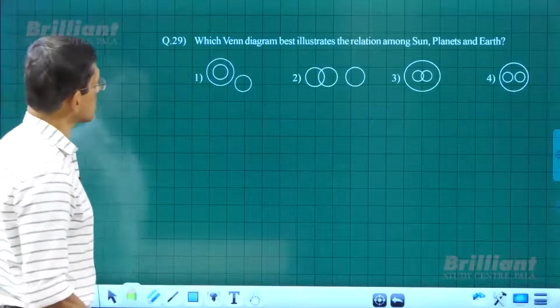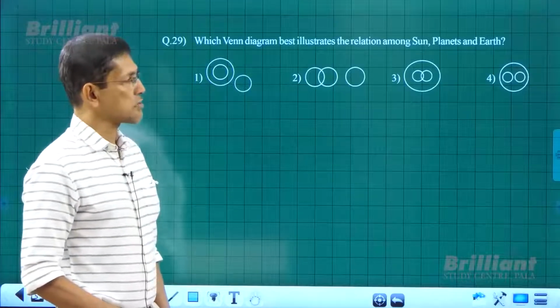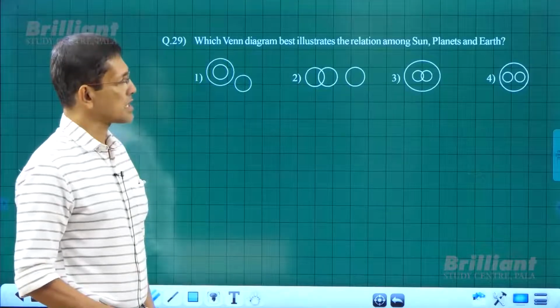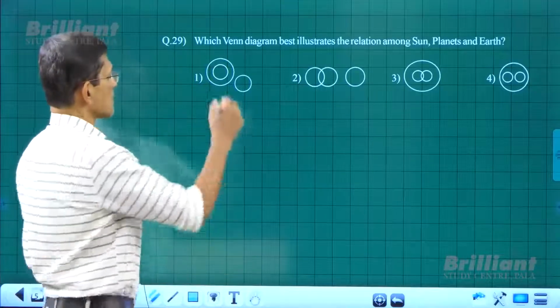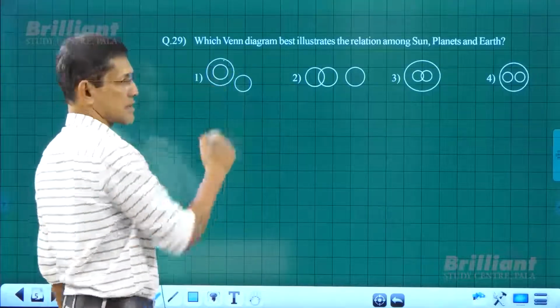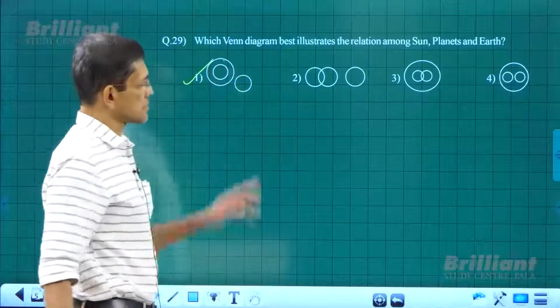Second one. Which of the diagrams best illustrates the relation among sun, planets, and earth? So earth is a planet, sun is not a planet. So ultimately the answer is what? Planets. Inside planet we have earth. Earth is a subset of planet and sun is different. Sun is separate. So this is the answer.